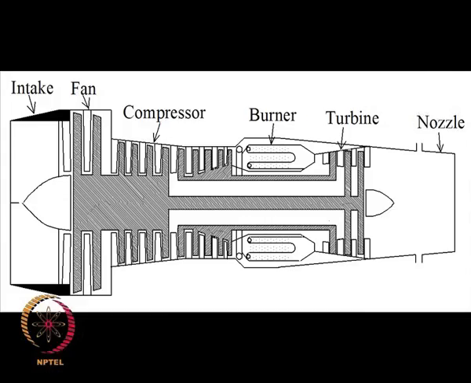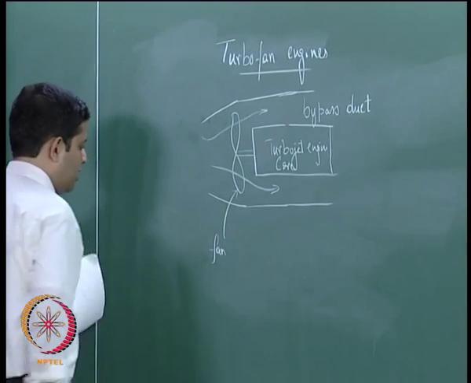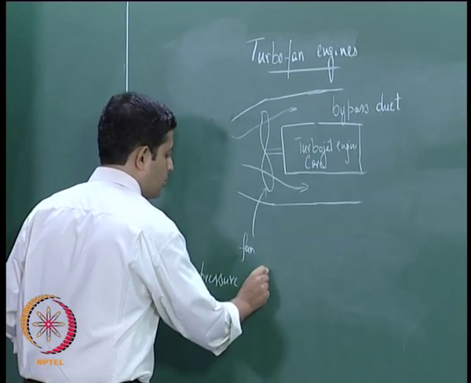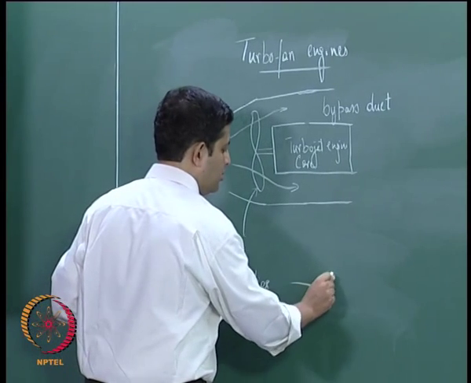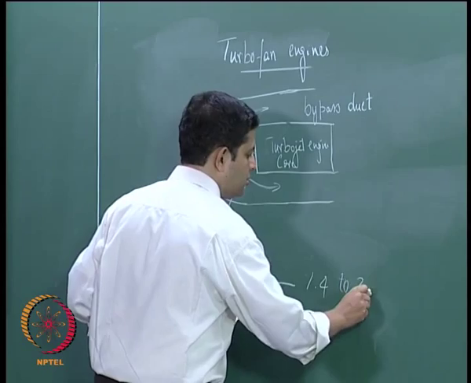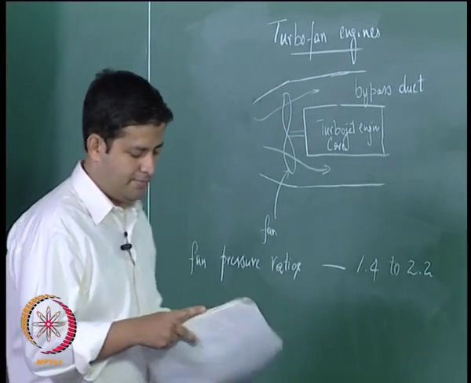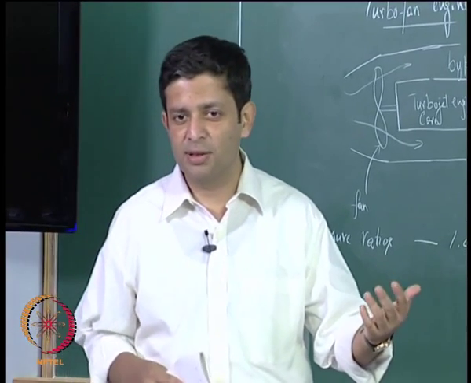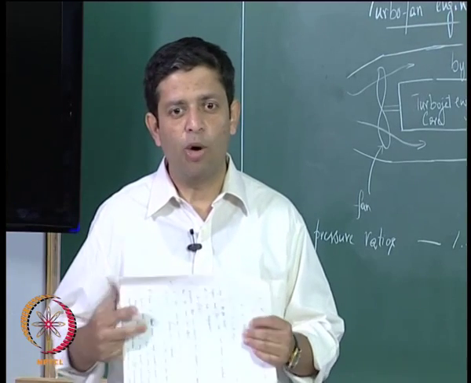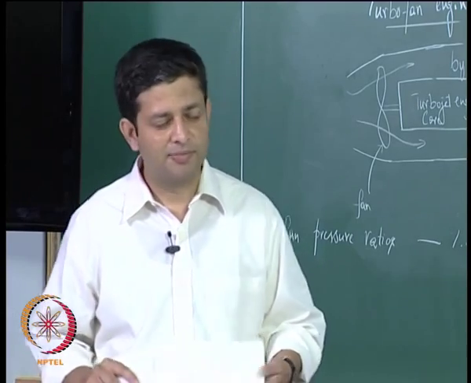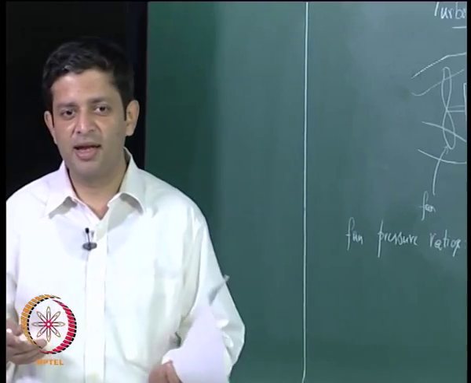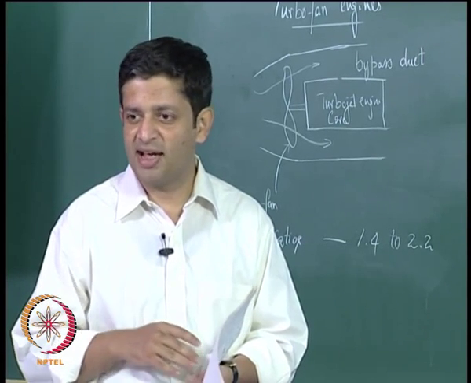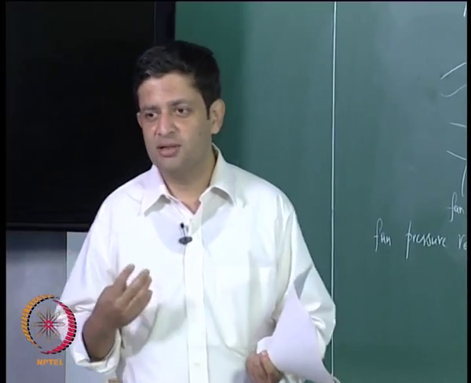Typically the fan pressure ratios are around 1.4 to 2.2, and with this arrangement you can go up to very high Mach numbers, right, and still obtain the same thrust with a lower SFC compared to a turbojet engine, okay. And which is why turbojets are hardly being used in any military aircrafts as well as civilian aircrafts, right. If you look at civilian aircrafts, I had said earlier in the class that they mostly use a turbofan engine. This is the reason.